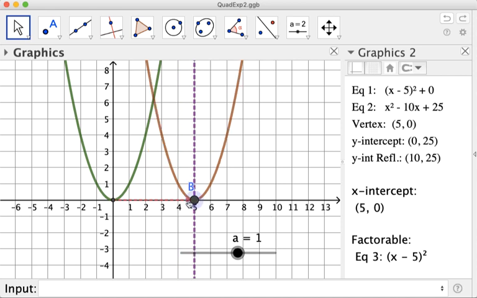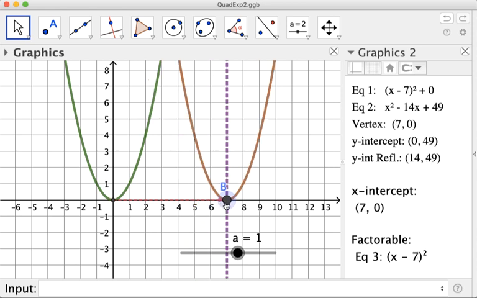So in other words, anywhere along this x-axis, if the vertex is located, we're going to have a perfect square trinomial. Or at least we can, if we factor out the a value, we can get a perfect square trinomial. We'll look at cases where a is not 1 in a little bit.